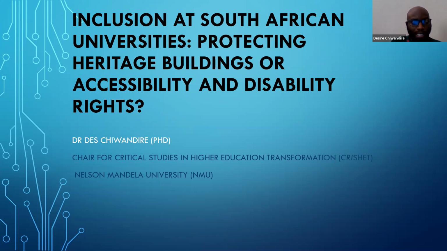So basically, the title for my presentation is Inclusion at South African Universities, Protecting Heritage Buildings or Accessibility and Disability Rights. The key issues are the inclusion of persons with disabilities, particularly students with disabilities in higher education, as well as the protection of heritage buildings. Most South African campuses have many heritage buildings, some of them built 100 years ago, and also issues of accessibility. In South Africa, we have the National Building Regulations, which provide for the accessibility of buildings, particularly to persons with disabilities, and the rights of students with disabilities, which are rooted in the concept of inclusive education. So I'll just begin by defining key terms.